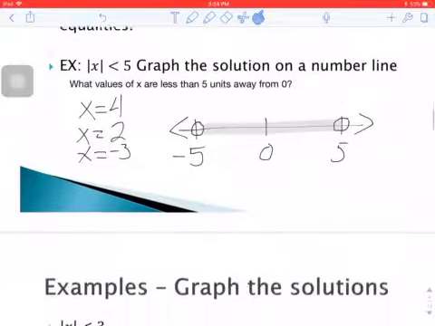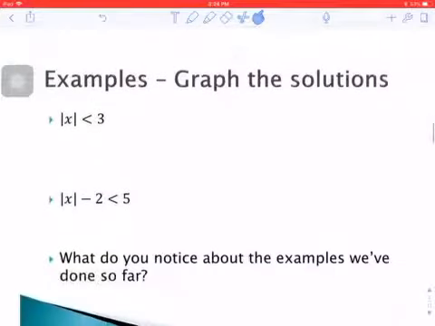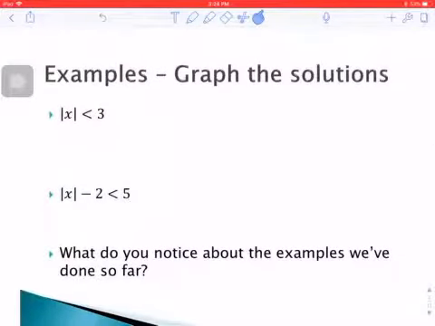Now going on, we can see this with another example. If we've got something like the absolute value of x is less than 3, you're going to start off with your number line.